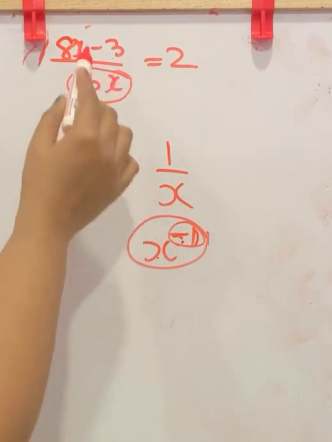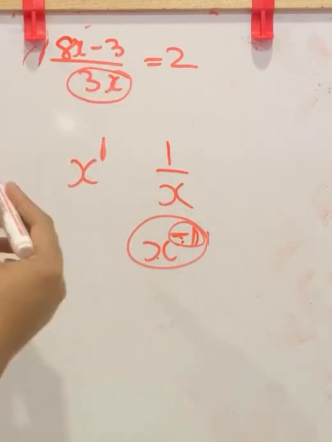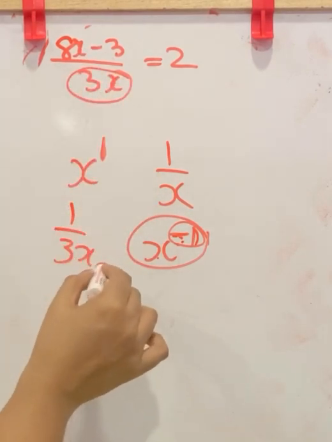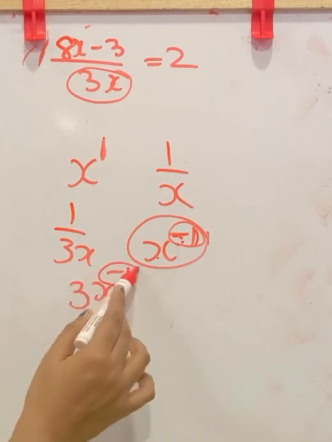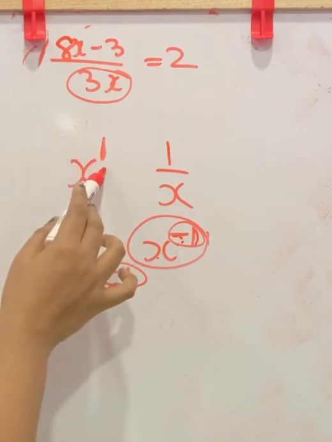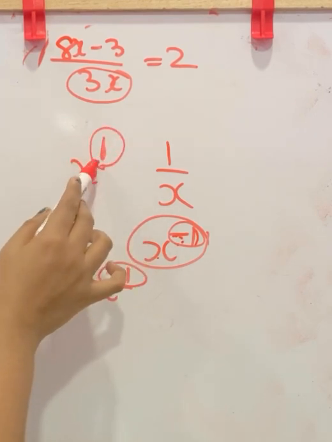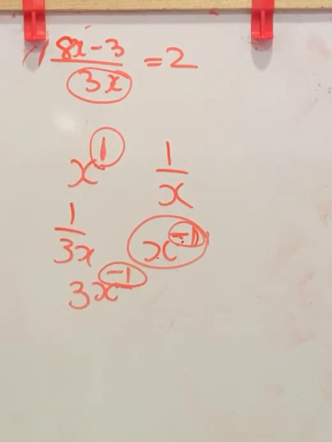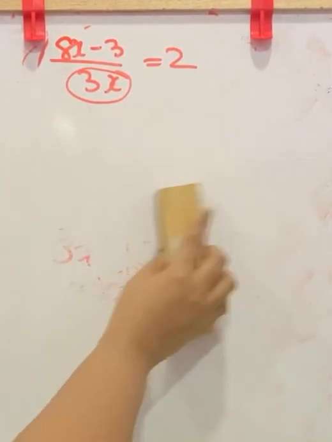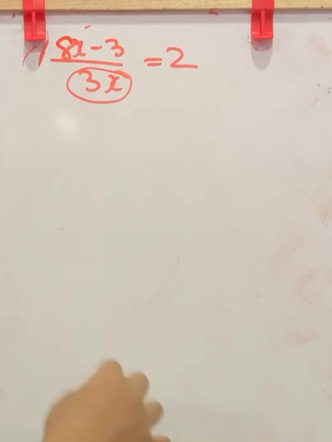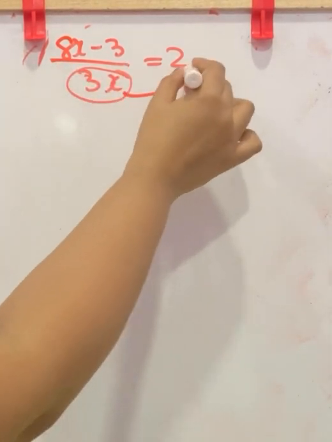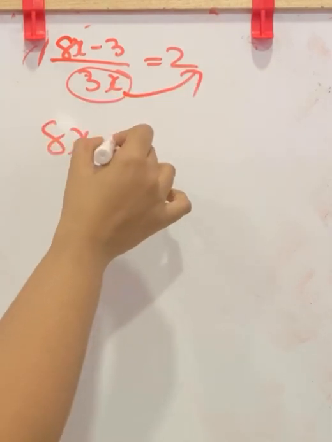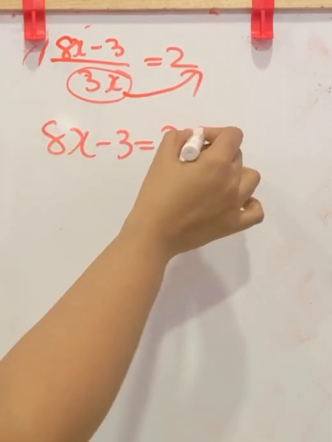Here, 1 by 3x. This is 3x in the denominator. So 1 by 3x means 3x raised to minus 1. Here this is not linear. In a linear polynomial, the power should always be 1. So first you want to make it linear. For that you want to check whether it is whole by a term. Yes, it is whole by the denominator. So you can carry this to RHS. Now it becomes 8x minus 3 is equal to 2 into 3x.